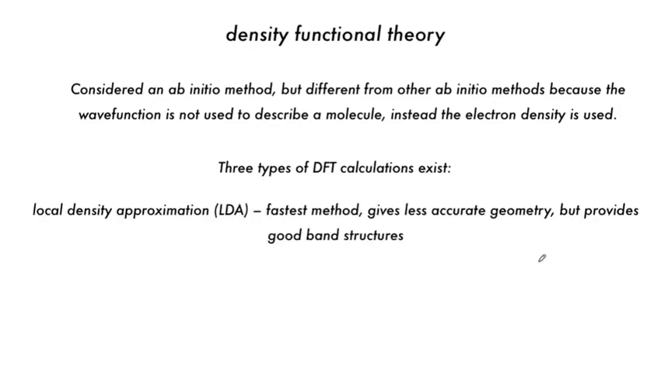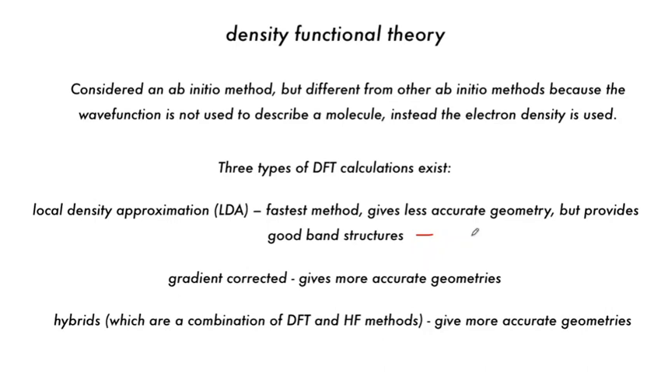Three types of DFT exist. We have LDA, local density approximations, is the fastest method, gives the less accurate geometry, but provides good band structure. So this is important in alloys of metals or different semiconductors. Band structures are important there. Gradient corrected, this gives more accurate geometries.